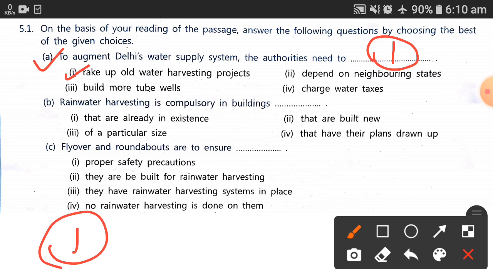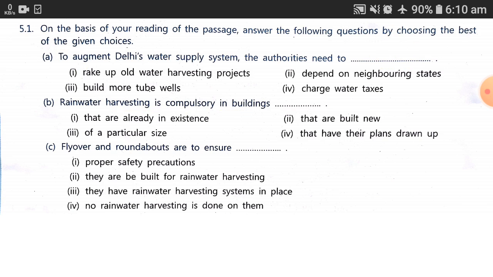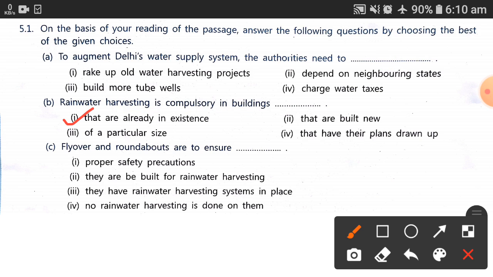Now let you all choose the options for the second gap. Rainwater harvesting is compulsory in buildings, and there is a blank. Number 1, the first option is that are already in existence. Number two, that are built new. Number three, of a particular size. And number four is that have their plans drawn up.